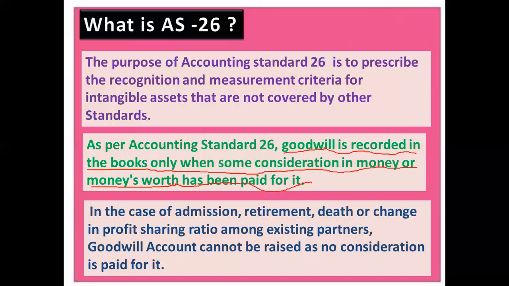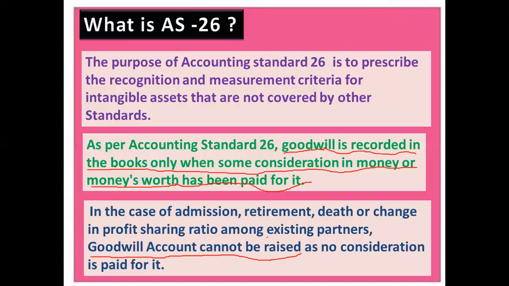So what type of goodwill are we talking about? Money or money's worth. When some consideration is paid, it is a matter of purchased goodwill. What is the meaning of goodwill being recorded? It means that an entry by the name of goodwill will only be recorded when some cash or some kind of asset has been paid. In the case of admission, retirement, death, or change in profit sharing ratio among existing partners, a goodwill account cannot be raised as no consideration is paid for it.